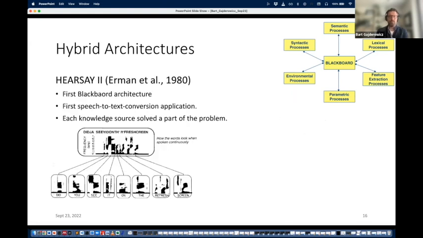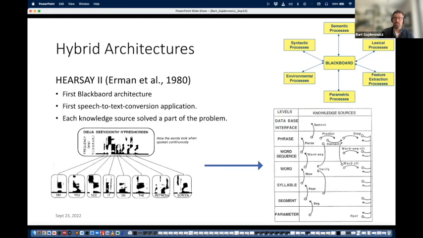So I wanted to discuss the Hearsay project in a bit more detail. This is the first Blackboard architecture that was actually implemented and running. It is the first speech-to-text conversion application that was developed in the 70s. And the way that it's structured is that a piece of data or sound is given as input, and each knowledge source breaks that up into different parts of speech. And when I say parts of speech, I don't mean different nouns or verbs. I mean different levels of interpretation of a particular sound wave or sound or an audio sample.